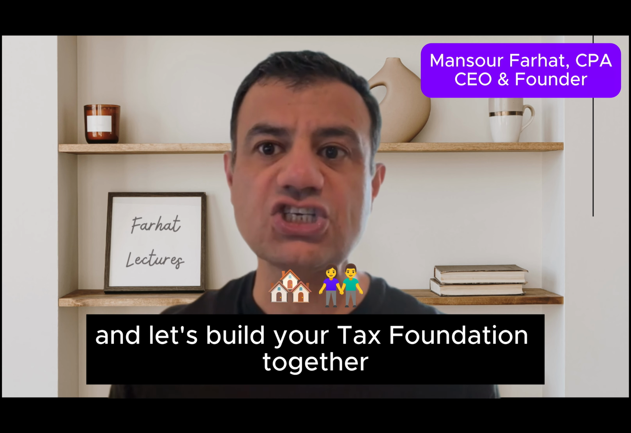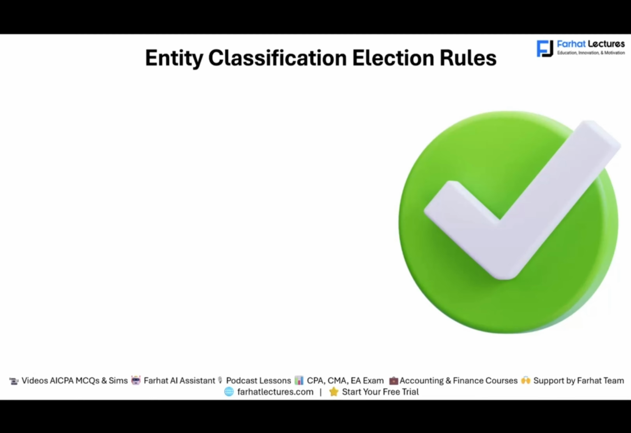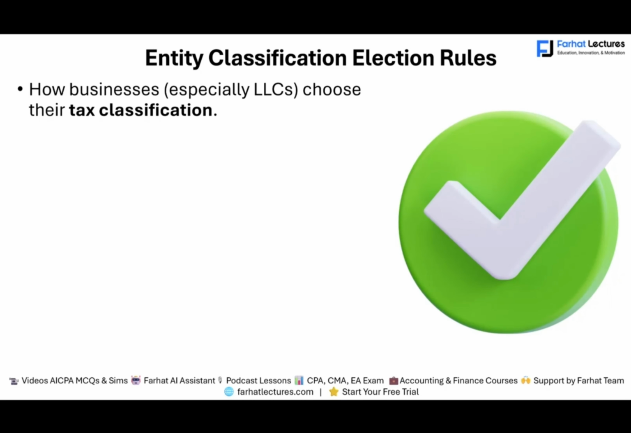So, the entity classification election rules. We're going to now deal with how a business chooses its tax classification. Are you telling me that the business can choose how they want to be taxed? And the answer is yes. How about if they don't choose?